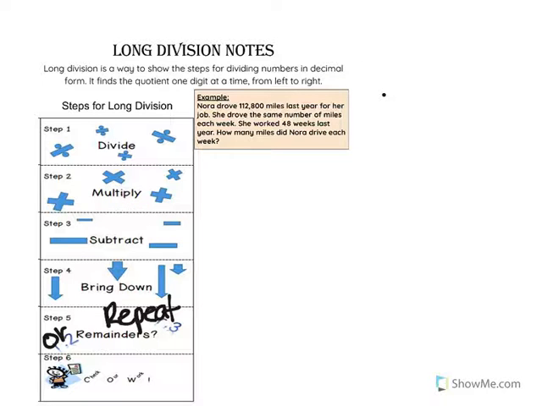The steps for long division are you divide, then you multiply, you subtract, and then you bring down the next digit, and then you repeat, or you will have a remainder. And then we check our work through multiplication. Let's look at our example.